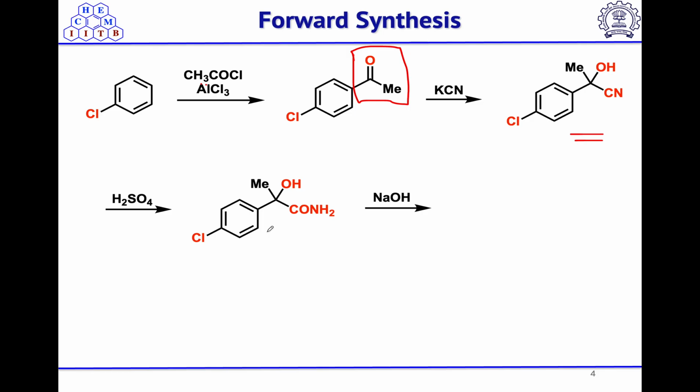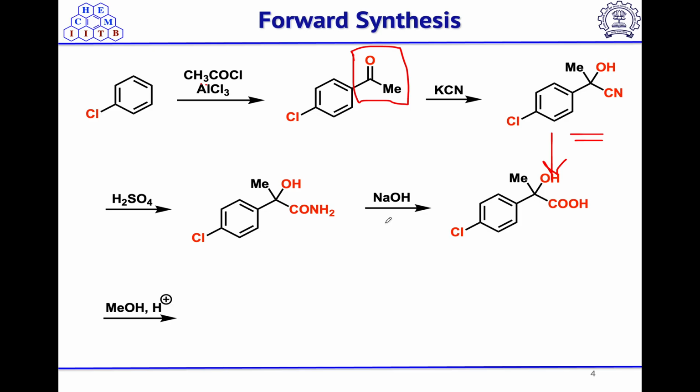What product will you get, or what type of transformation will happen? Just tell. So you will get this product. Amide to acid you will get. So basically cyanide hydrolysis is happening. This cyanide to carboxylic acid hydrolysis is happening via a two-step acid-base workup. Okay, you will get this acid.